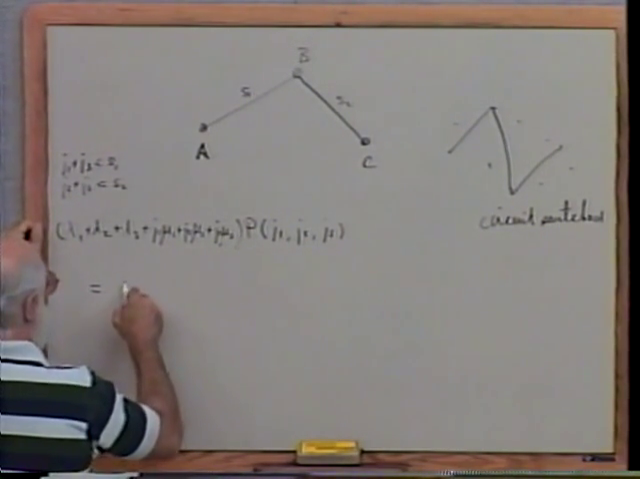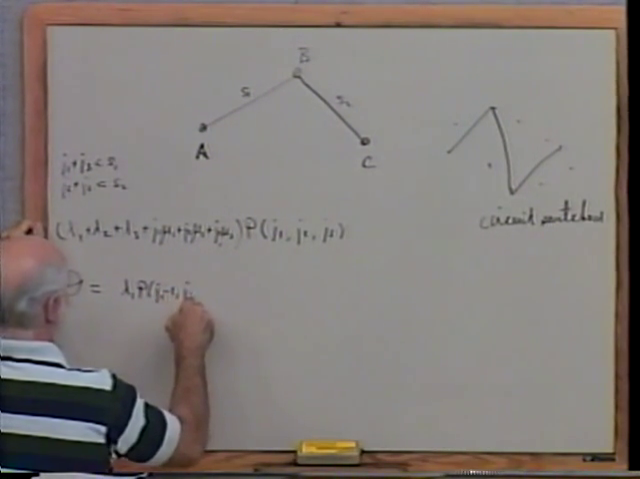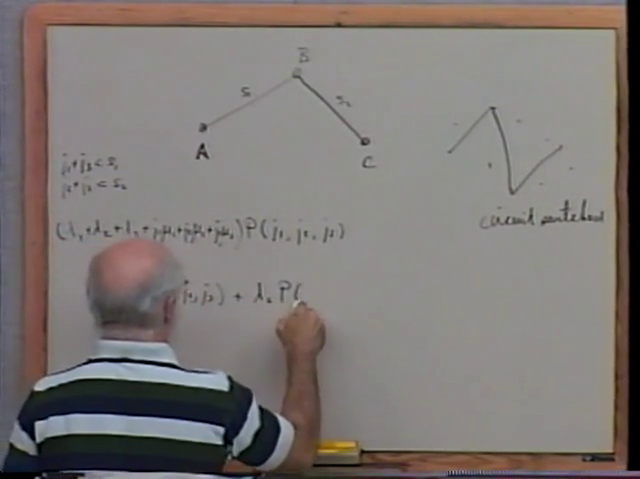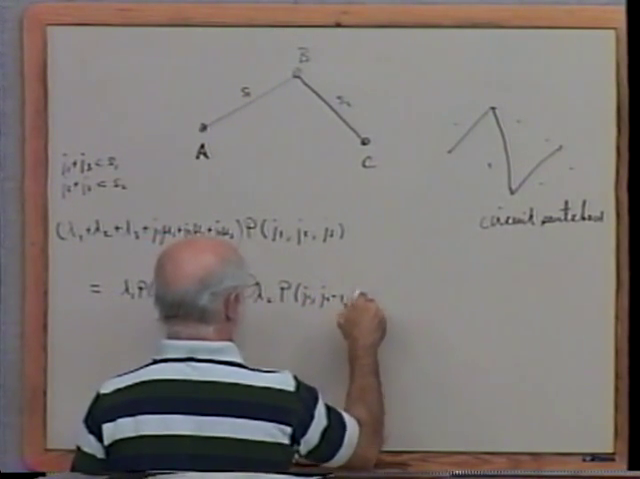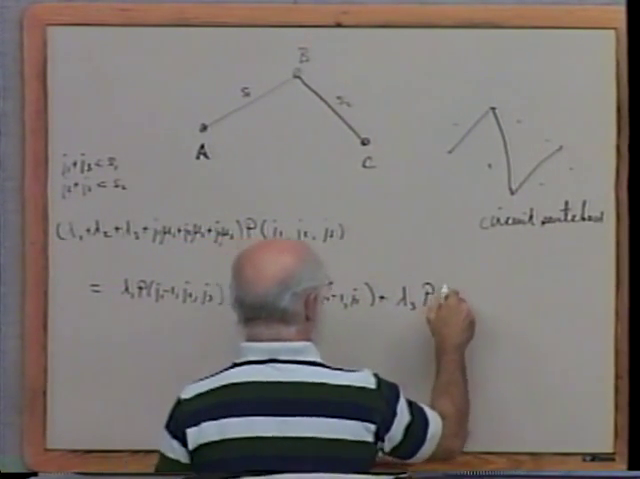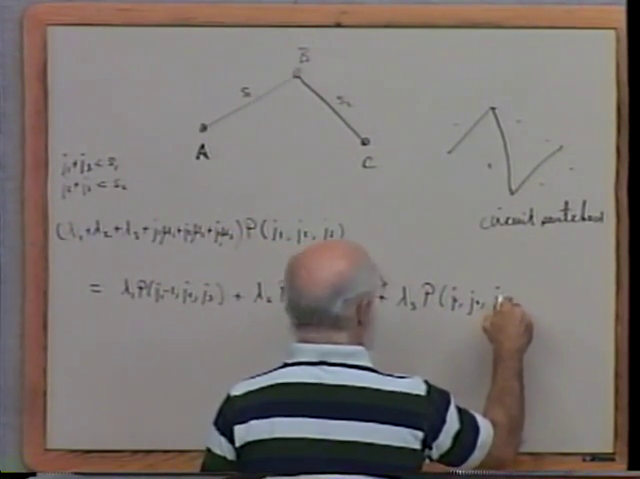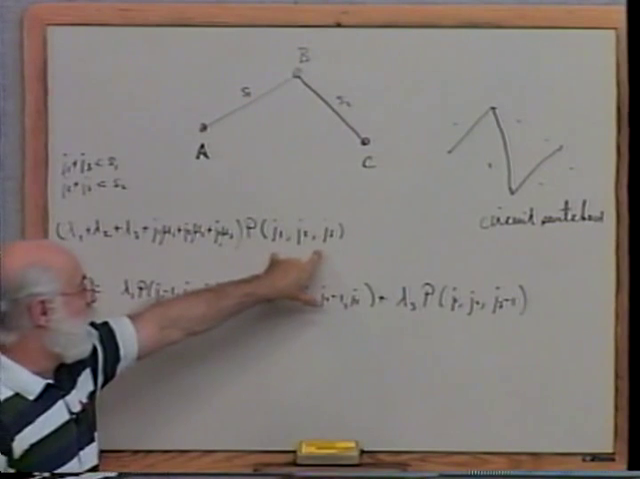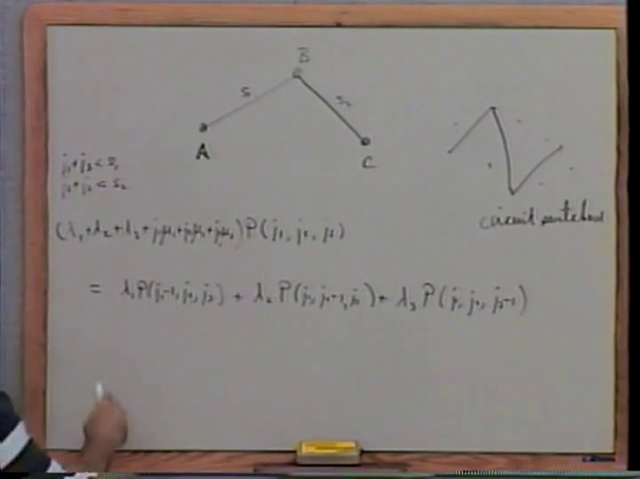So I'm going to get lambda 1 p of J1 minus 1, J2, J3, plus lambda 2 p of J1, J2 minus 1, J3, plus lambda 3 p of J1, J2, J3 minus 1. That represents the rate at which I enter this state by having arrivals. But I could also enter it by having departures.